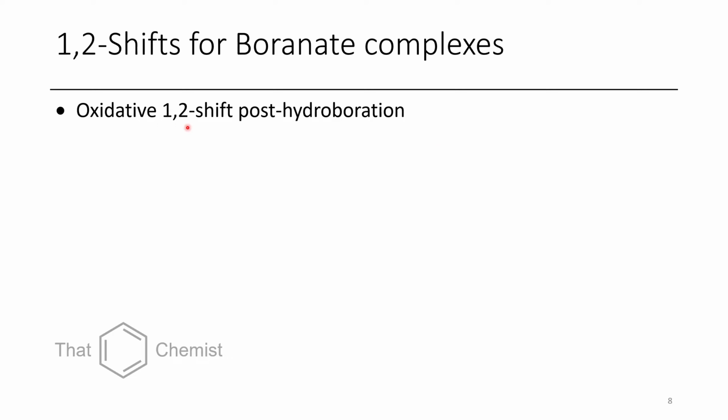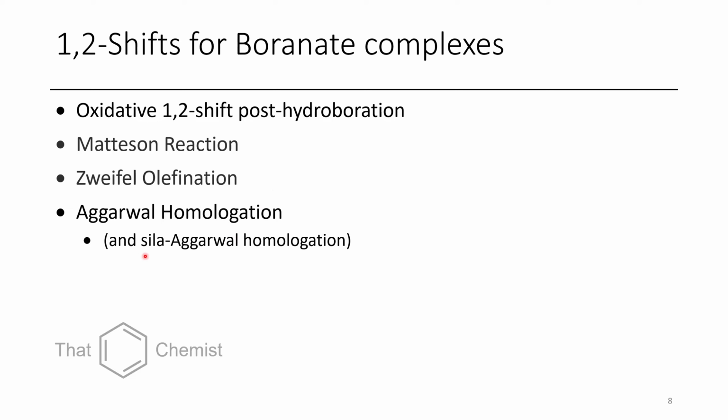The oxidation step of a borane in hydroboration-oxidation is a 1,2 shift mediated by peroxide in the presence of base. The Matteson reaction is another example of a 1,2 shift. We can have Zweifel Olefination, which is an additional type of 1,2 shift involving an alkyne, as well as Aggarwal Homologation and Silyl-Aggarwal Homologation, which is just a variant.